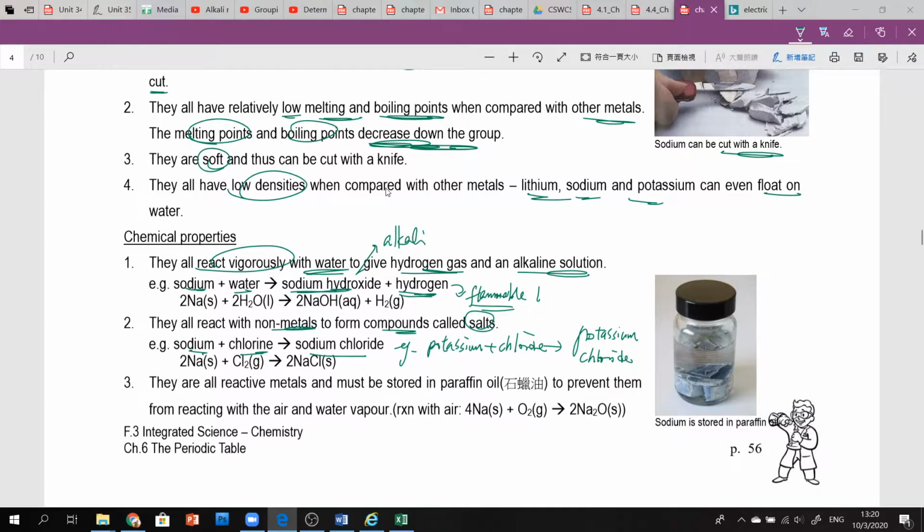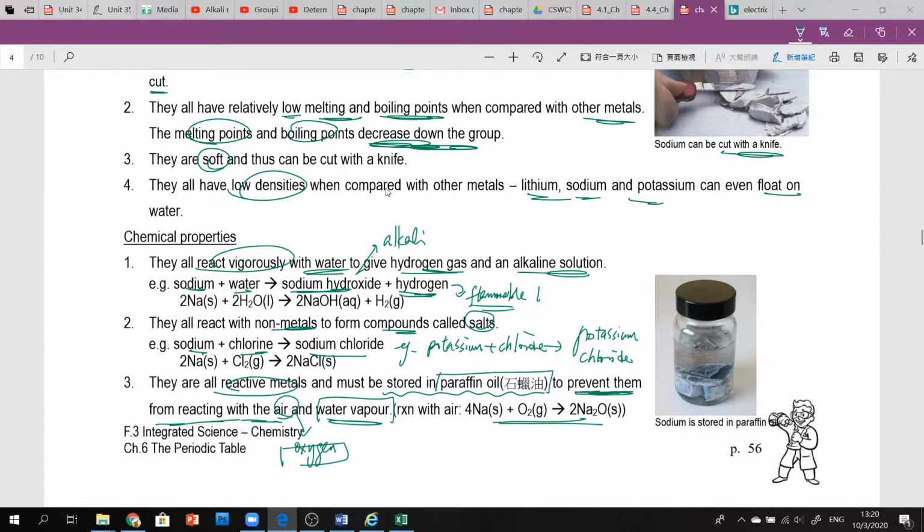Okay. So they are reactive metals. They must be stored in paraffin oil, 石蠟油. It is one of the fractions obtained from the fractional distillation of crude oil. I put the metal inside it because it does not mix with water well. So this paraffin oil will prevent those reactive metals from reacting with air and water vapor. In particular, we are going to talk about oxygen and water vapor in air.